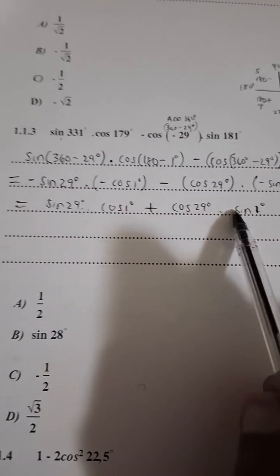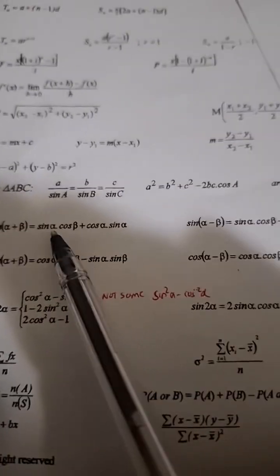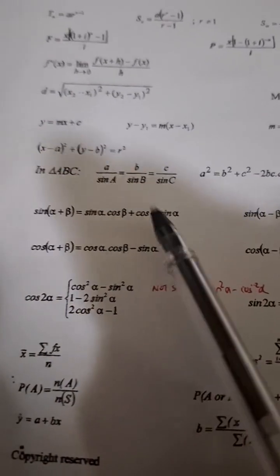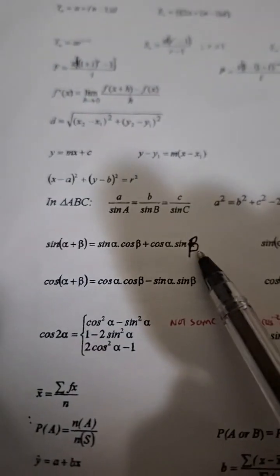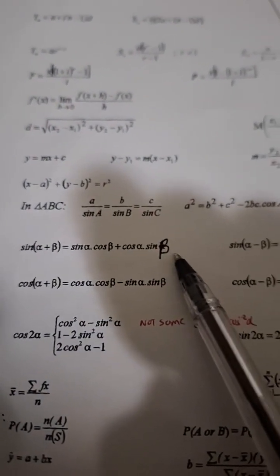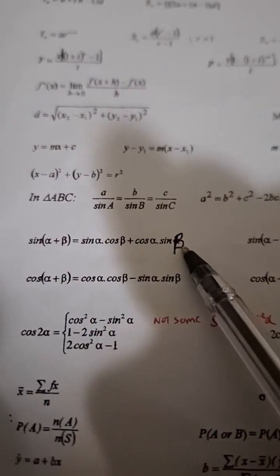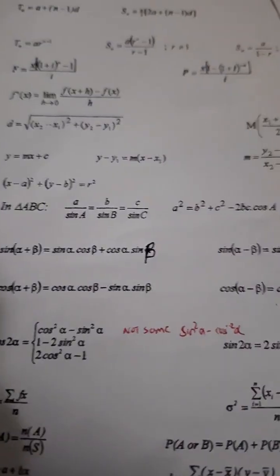What does this remind you of? Surely if you go to your formula sheet, you can see sine alpha cos beta, cos alpha sine beta. The formula sheet is conquering here. Thank goodness, you checked it out. And you see, the thing is, it's because I know how it's supposed to be, because I know it off by heart.